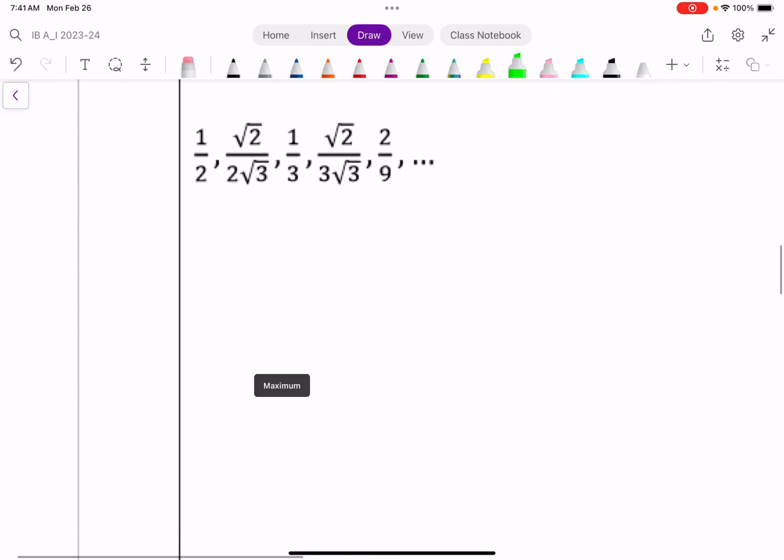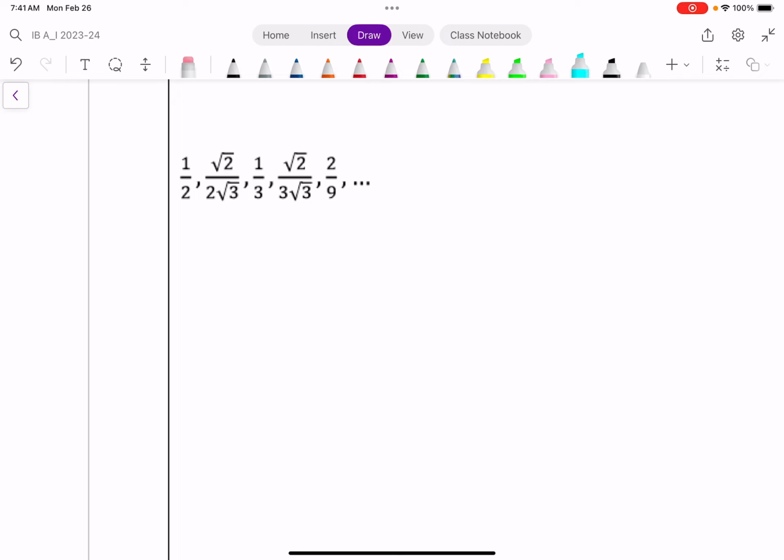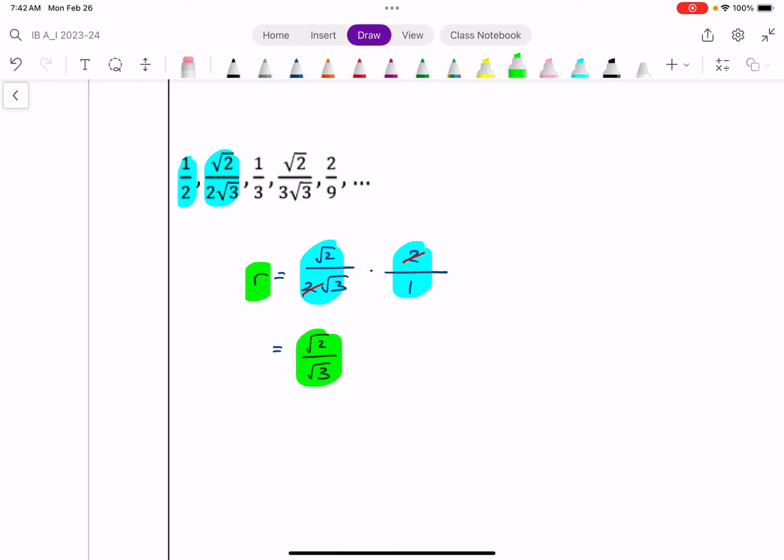All right, so for this last one, first let's find the common ratio. Pick any term, divide by the one before it. In this case, I get √2 over 2√3 divided by 1/2. So in this case, multiply by 2 over 1. I'm going to just stick with fractions here to keep everything exact. My 2's cancel out, and so I can see my common ratio is √2 over √3. Either way, it is less than 1, and so this is convergent.